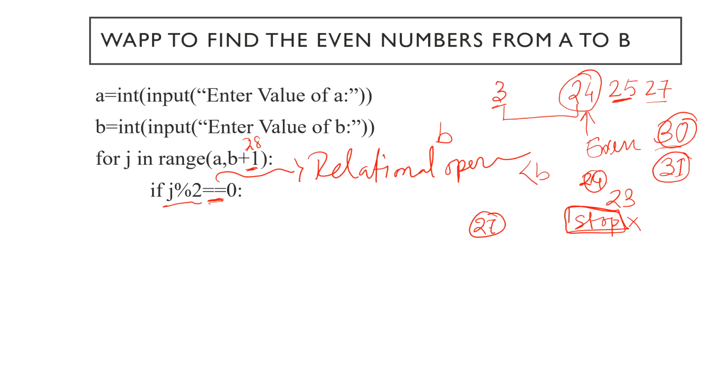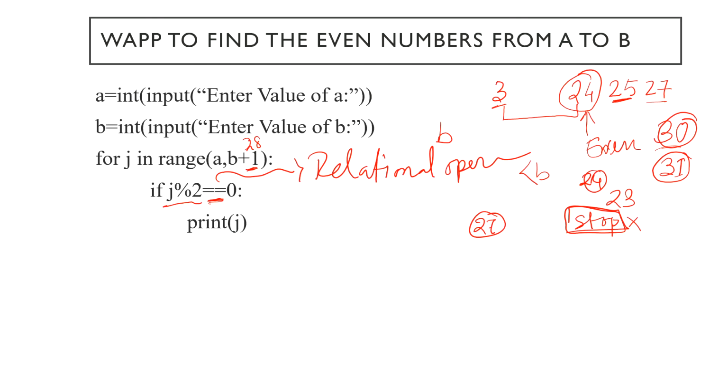Now here I am checking because what is an even number? The number which is completely divisible by 2, or we can say that the number after dividing by 2, if it leaves remainder as 0, then we can call it an even number. So that's why I am checking here j mod 2, because with j it will take all the values from A to B. That's why I have checked here whether the value of j is completely divisible by 2 or not. If it is divisible by 2 completely, means the remainder is 0, then it will print j.